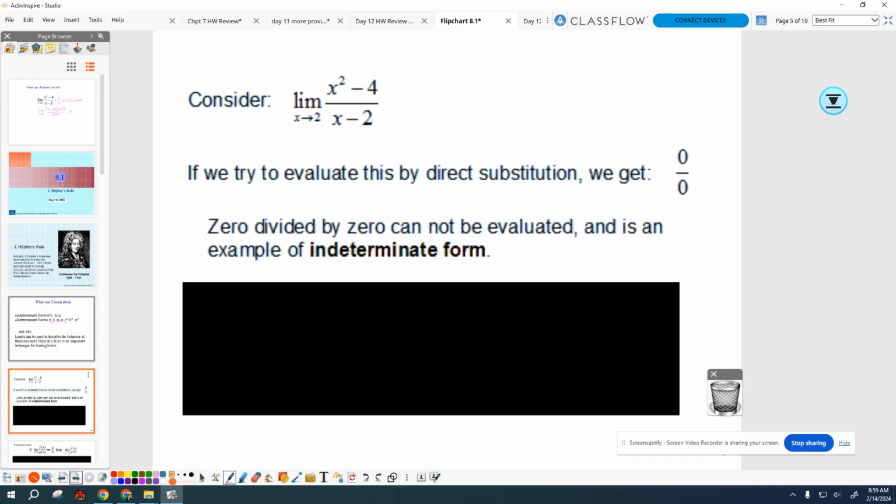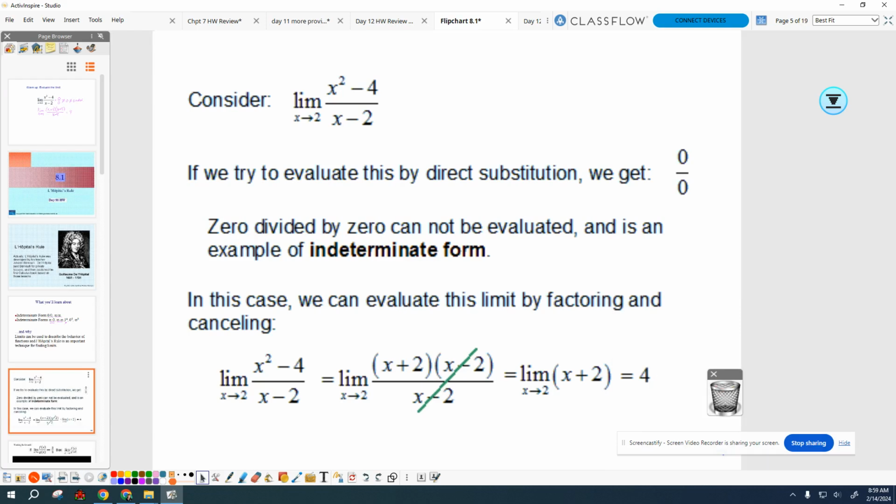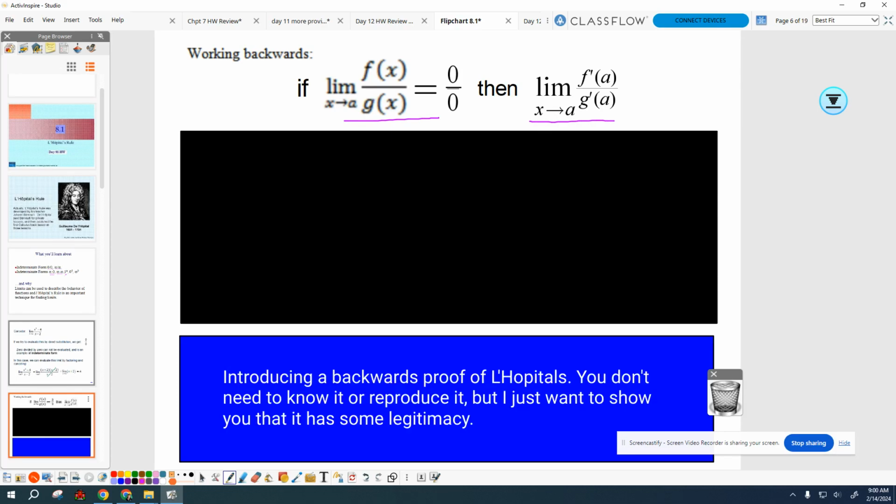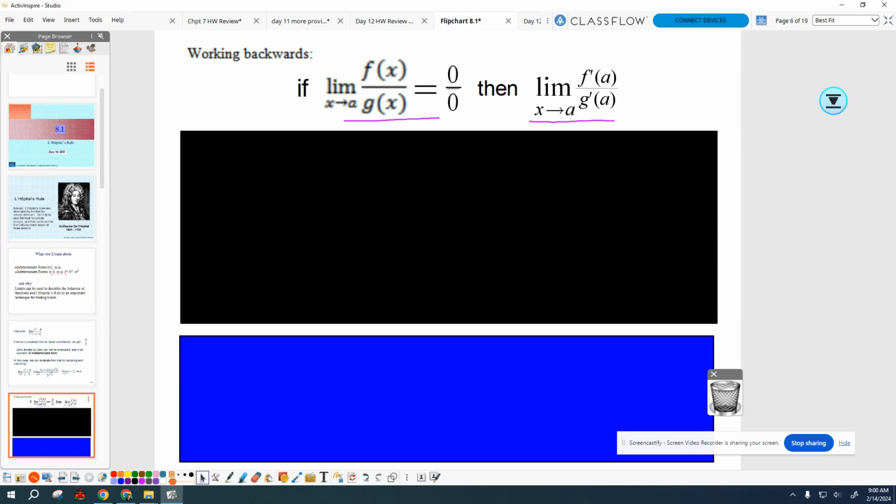Okay, this was from the warm-up. If we try to plug in and substitute, we get 0 divided by 0, but pre-cal, we can do this. Now, L'Hopital's rule is another way we could have solved that limit. L'Hopital's rule says if we get 0 on the top and 0 on the bottom, we can do the derivatives of both and try again.